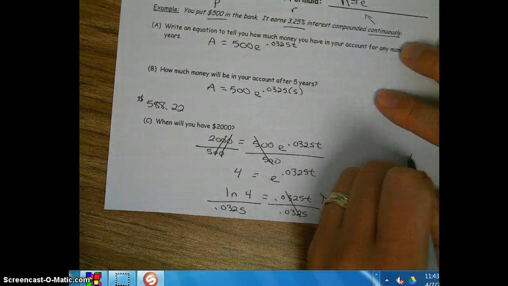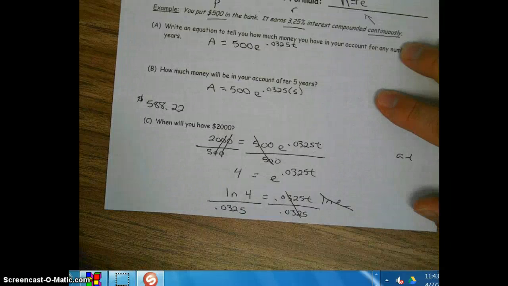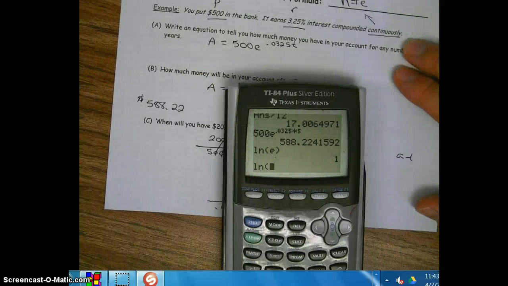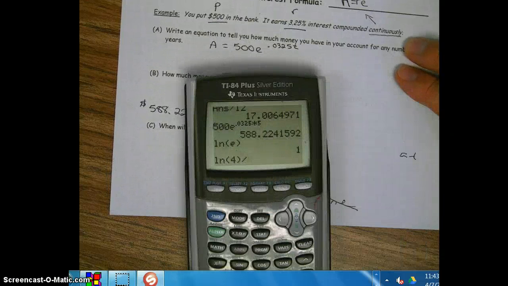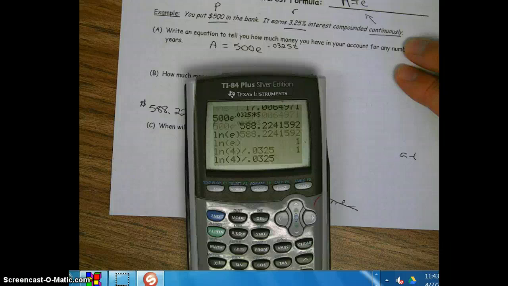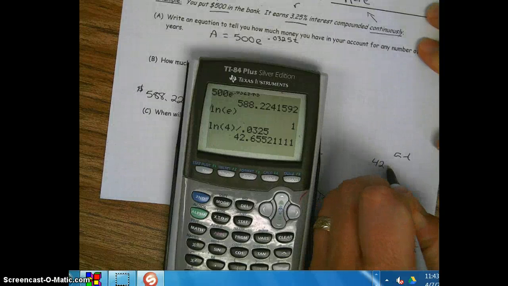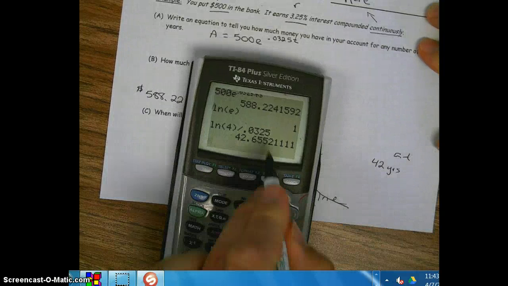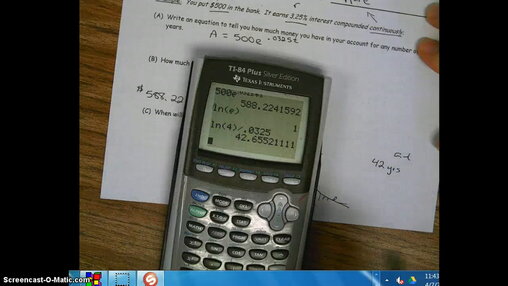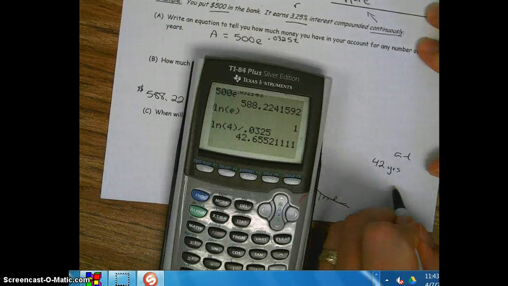So time, do we have time? 25 seconds. Natural log 4 divided by that gives 42 years. 42 years. Any brainies out there that can tell me how many months that is? How many months?